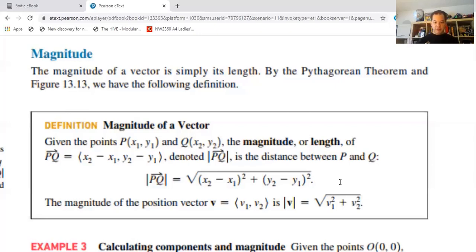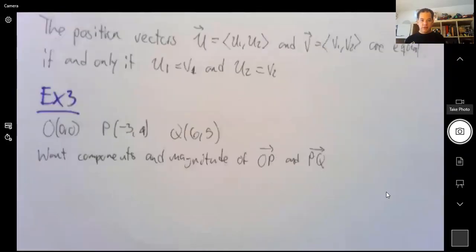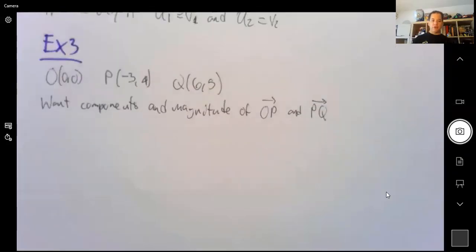And it's right here. It says, calculating components and magnitude. Given the points O, 0, 0, P, negative 3, 4, and Q, 6, 5, find the components and magnitude of the following vectors. So let me write it on the page. O is 0, 0, P is negative 3, 4, and Q is 6, 5. Okay, good. So how do we do it?